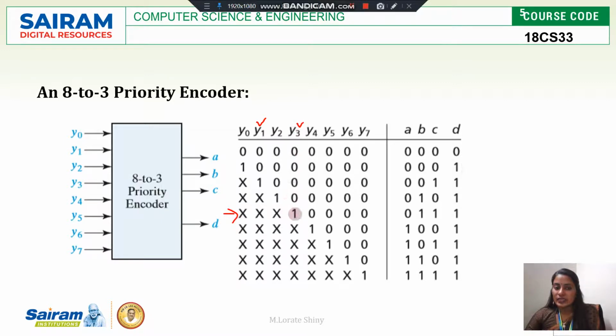Y3 is having 1. So previous values 0 1 2, let these be 0 or 1, we no need to worry about that, because Y3 is having higher priority. So till the Y3 everything can be marked as X. Next we will take this one, Y7 is 1. Okay, so Y7 is having higher priority, so previous values can be 0 or 1, we no need to worry about that. So this is why we are marking X. Okay, so those who are having less priority, that are marked by X.